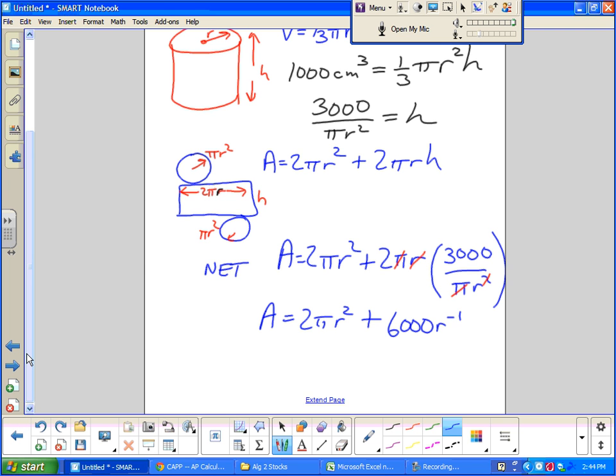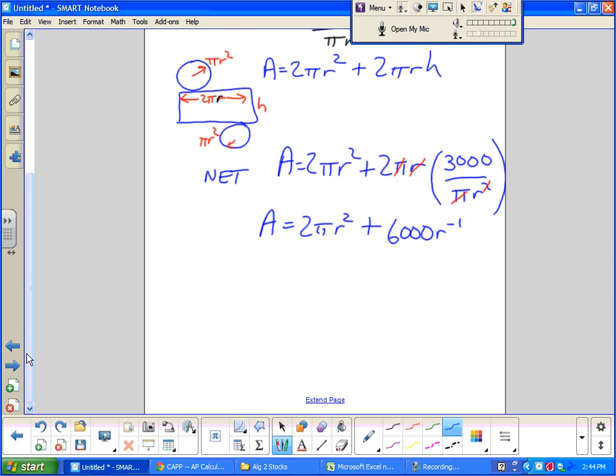Because I know if I want to minimize or maximize, find local mins or maxes, I need the derivative. So I have this function now in terms of r. So now I can find A prime. No, this is still the function. Okay. Now I can do the derivative of this function because it's in 1 variable now. Take the derivative of 2 pi r squared. How about 4 pi r? The derivative of positive 6,000 r to the negative 1 is negative 6,000 r to the negative 2, right on.